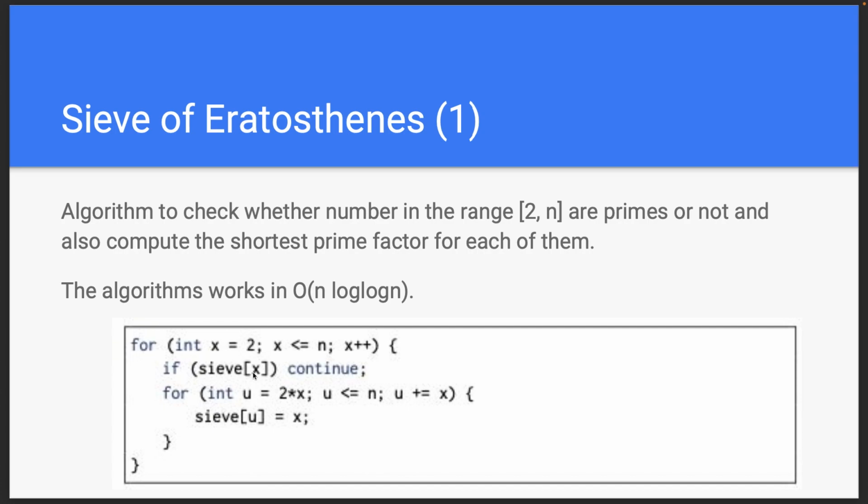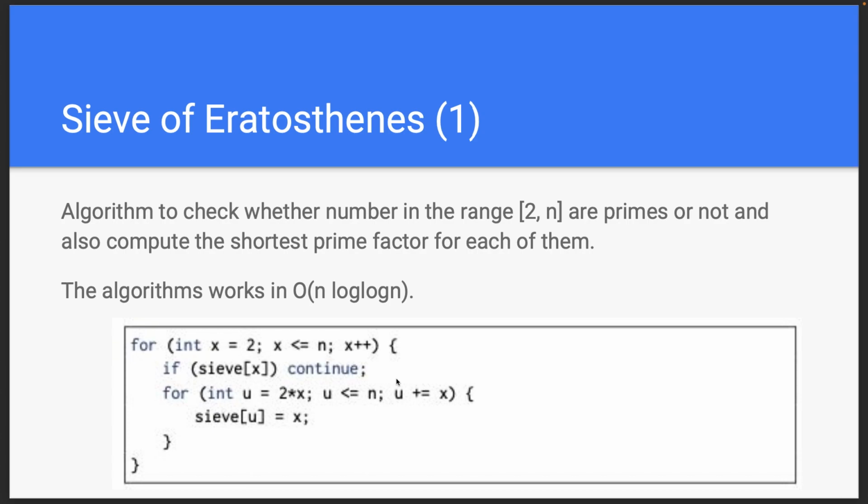And this allows us to know which numbers are prime, because a prime will not be visited by any smaller value, because primes don't have divisors other than 1 or the number itself. And this will also allow us to find the smallest prime divisor, which is useful in finding prime factorization, which we will see later. But this is the main idea of the algorithm.